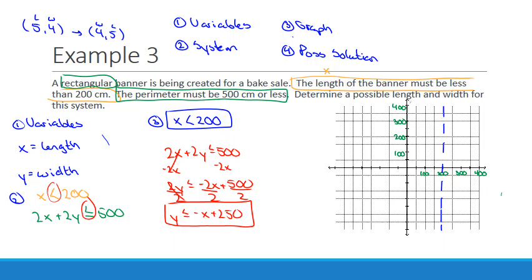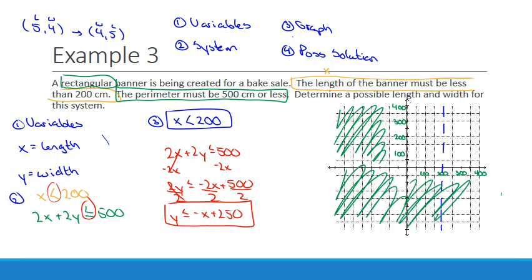Now before I go any further, let's recap. If we're dealing with lengths and widths, there's not going to be any negative answers. So I'm not going to have this quadrant in play, or this quadrant, or this quadrant. So I only have to shade right here. Now remember, the dashed line means that any point on that line is not a valid answer to this situation. All right, let's graph the other one.